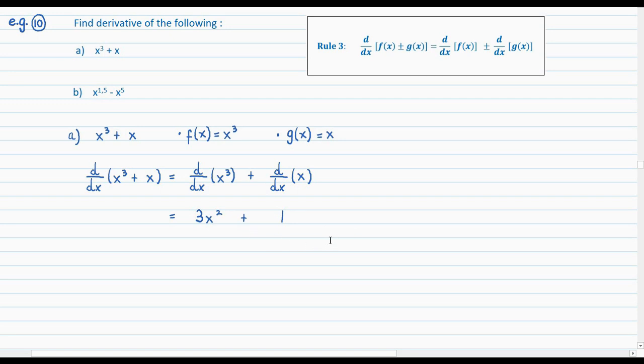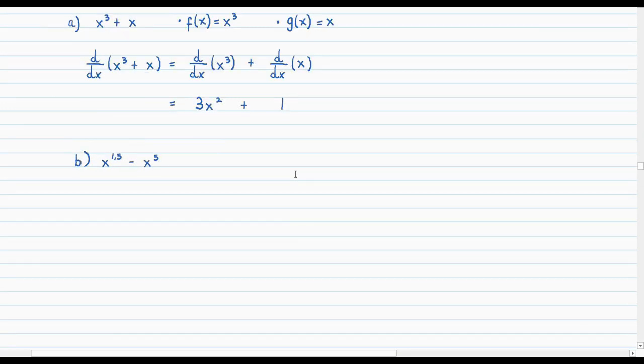For part B, it's x to the power of 15 minus x to the power of 5. x to the power of 15 can be f of x, and x to the power of 5 can be g of x. So the derivative of the difference of these two functions equals the difference of the derivatives.